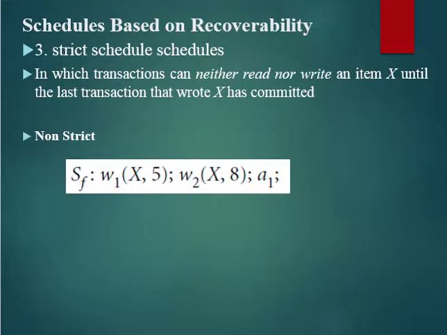So it is actually creating a level 3 durability, you can say. Here we studied only isolation, level 1, level 0 isolation. Here you can say level 3 recoverability, or durability.